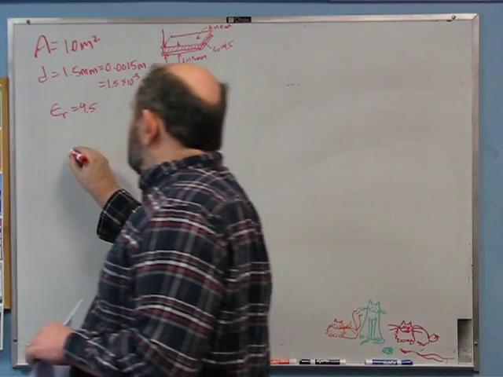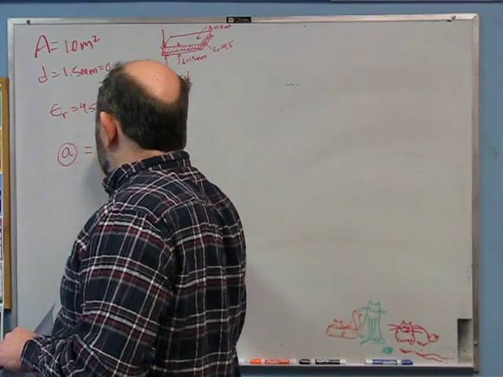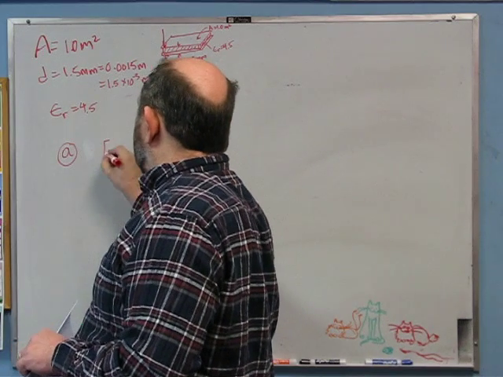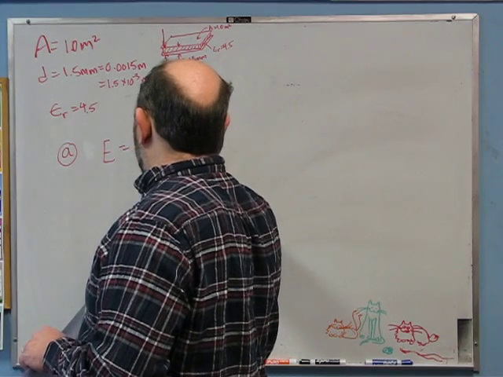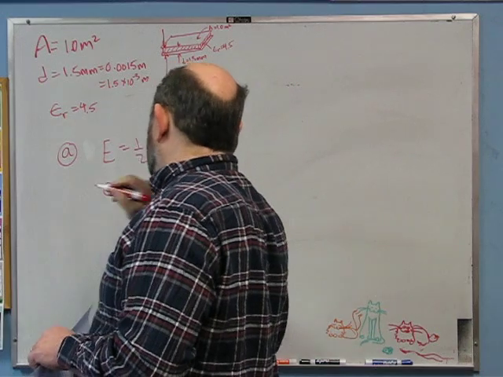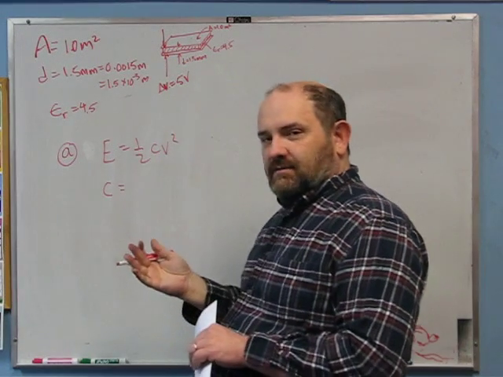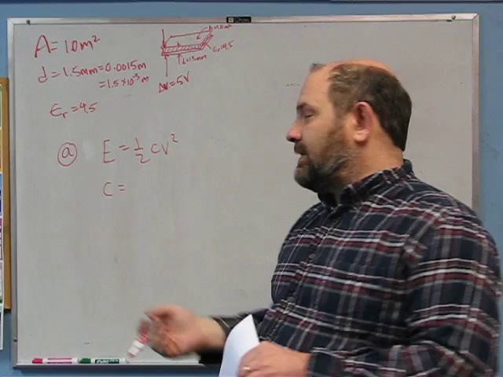A, how much energy is stored in the capacitor? Well, okay, remember, the energy in a capacitor is 1/2 CV². What is C for a capacitor? Well, parallel plate capacitors is the one case where I've actually given you the equation for capacitance.